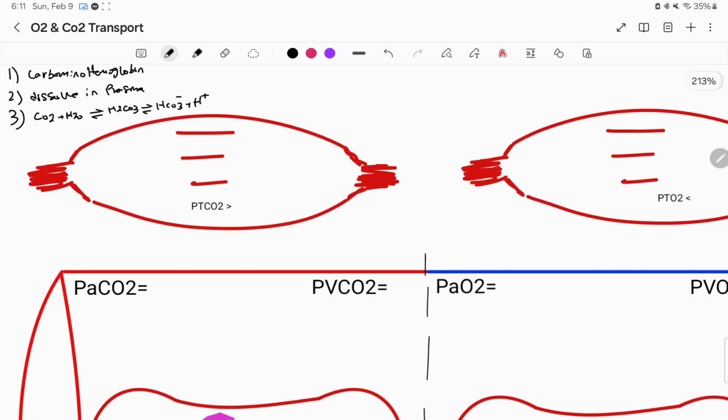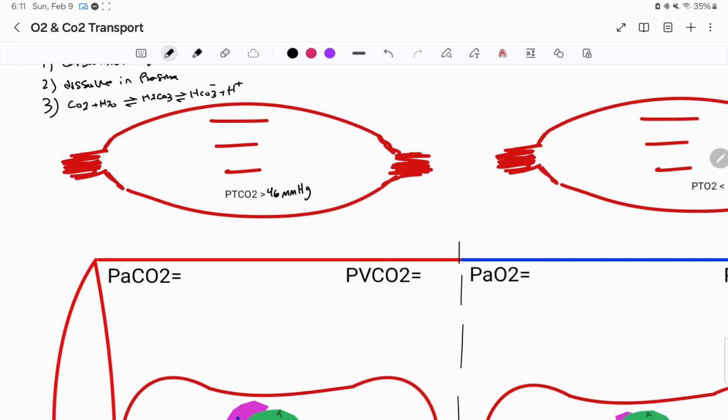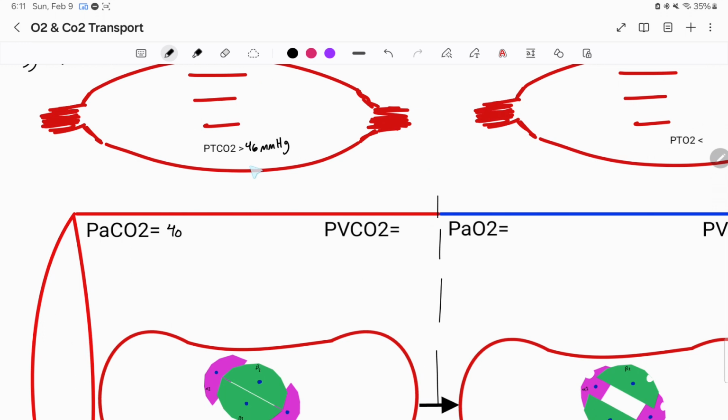So first things first, we got to remember our partial pressures at each level, okay? What was the partial pressure of CO2 at the level of the tissue? It was greater than 46 millimeters of mercury. And then the arterial partial pressure of CO2 was about 40 millimeters of mercury, okay? And you guys remember that things like to fall down their concentration gradient, so the gas will go from high all the way to low, okay?